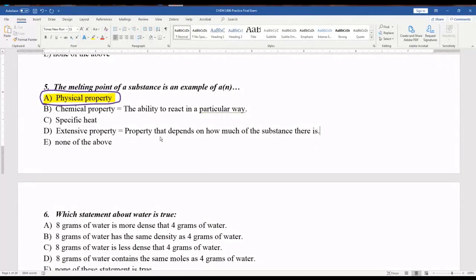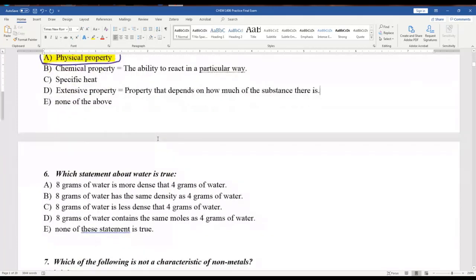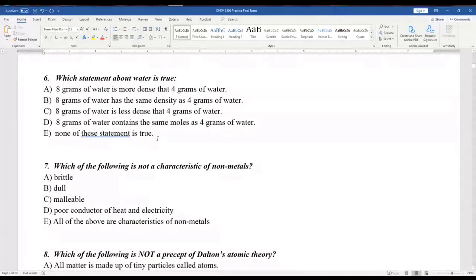So the density of 5 grams of gold is the same as the density of 5 pounds of gold. The ratio of mass to volume is always the same for a particular substance in a particular phase. So density is an intensive property. That's going to be important for the next question. So let's take a look at number 6. It says, which statement about water is true? What do you think? Read those 4 statements. Tell me which one you think is true.